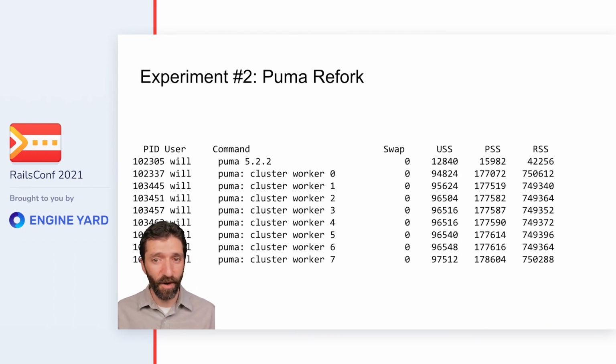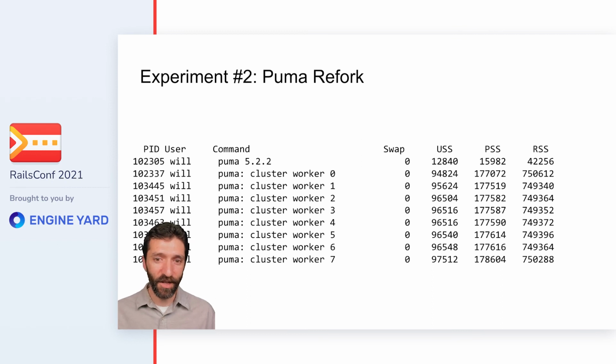Here's the view after the next run of work. There's about 100 megabytes of unshared memory per process, and so the total PSS is now a little under 200 megabytes. This is still much lower than the original PSS of 750 megabytes per process. And here you see the RSS is still as high as 750 as well. So there you go. Using Refork and Puma can reduce your memory usage up to 80%. Obviously a very exaggerated result.